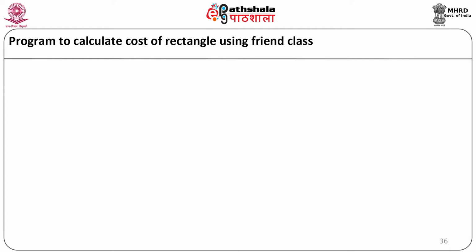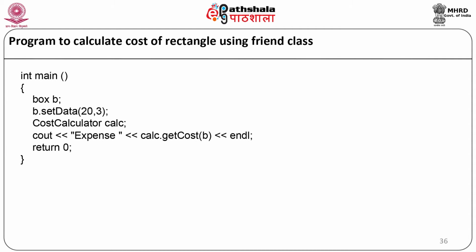Now we can start with our main program, int main. Now we will declare the object of class Box, b. Now we are going to call a member function as b.setData(20, 3). So here the length will be assigned 20, and width will be assigned 3.